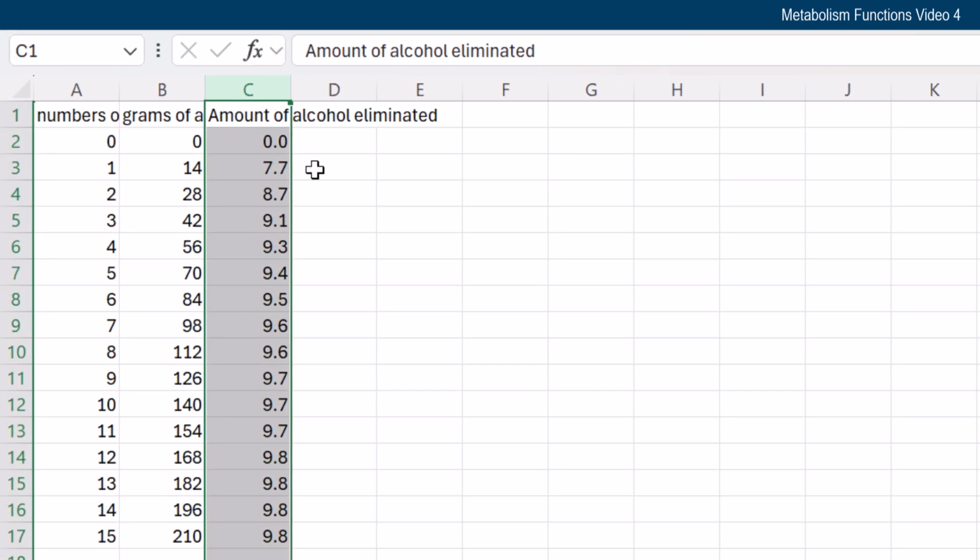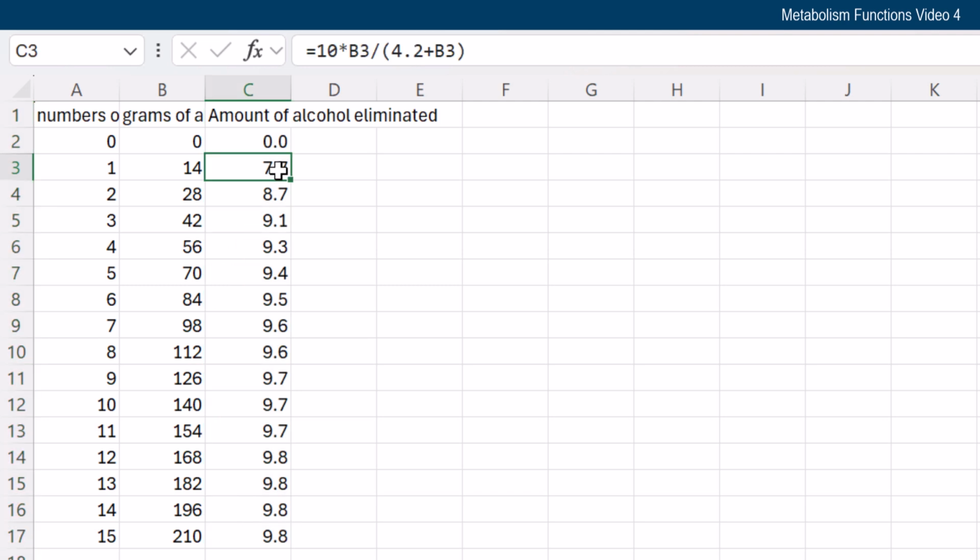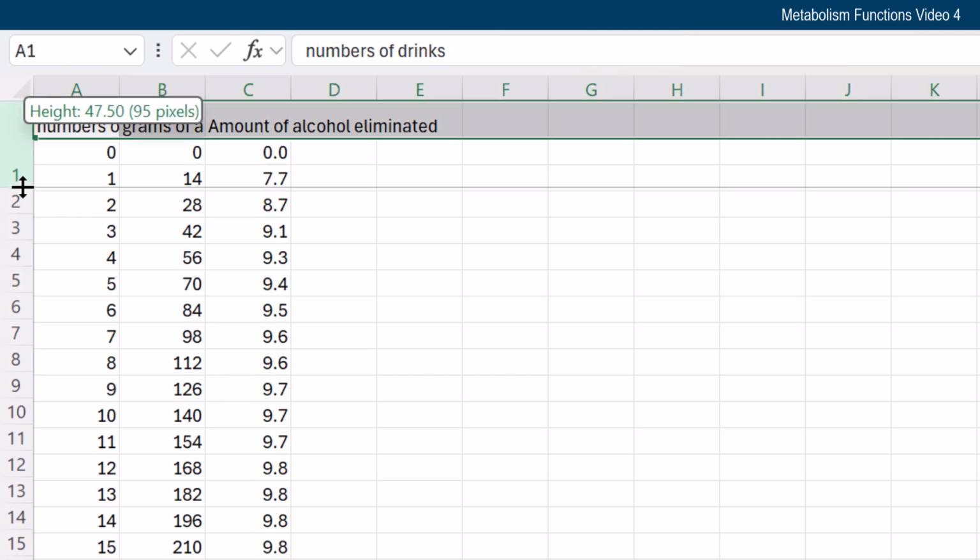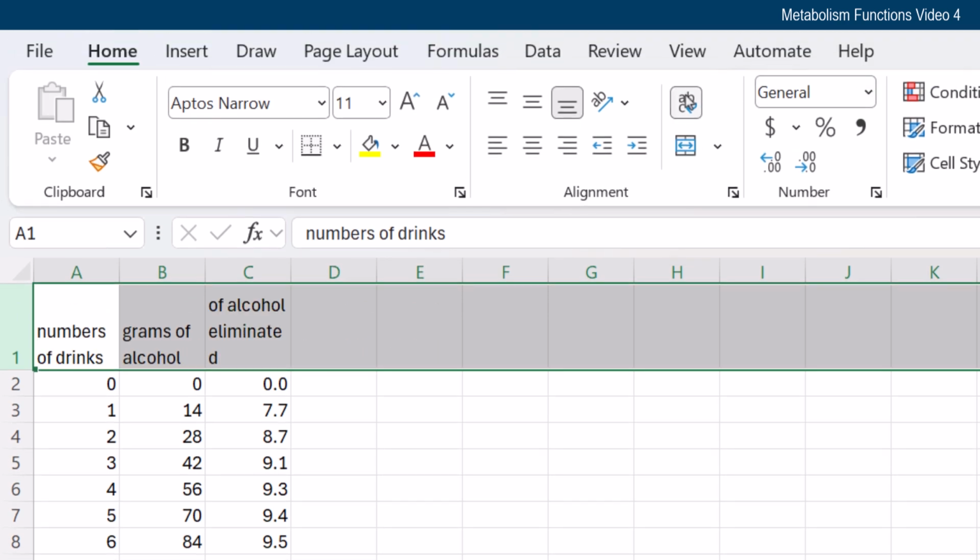Okay, and those numbers should look familiar. Those are the numbers we just found in our previous tables. So when we had 1 drink, the very first hour, your body eliminated 7.7 grams. If you look at the second table, when we had 2 drinks after 1 hour, we've eliminated 8.7 grams. And then that third table, after we had 3 drinks, the first hour, your body eliminated 9.1 grams. So this table right here is just increasing the number of drinks, and then it shows how much alcohol is eliminated. Okay, so we're going to go ahead and lengthen this cell and then wrap our text like we've done before.